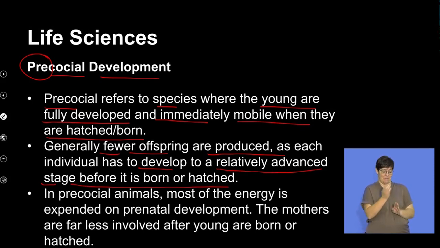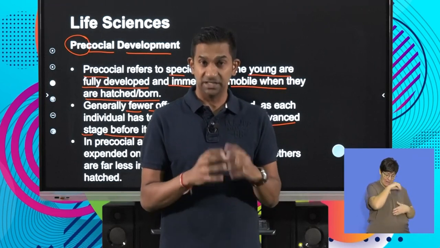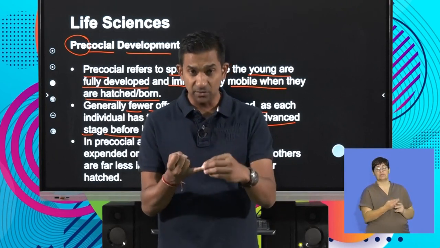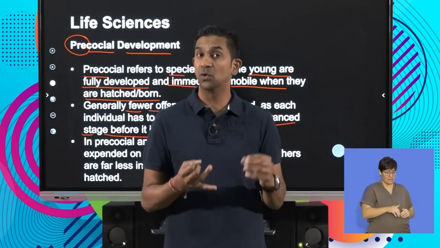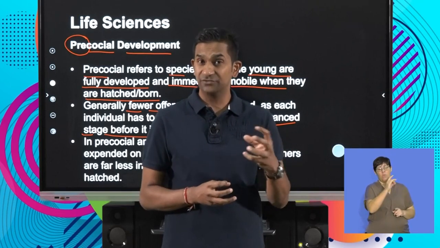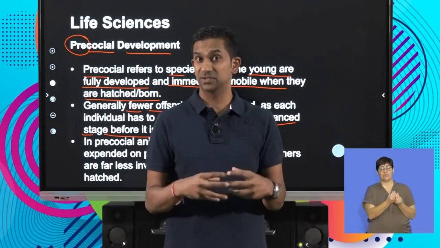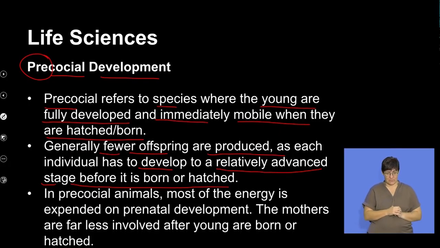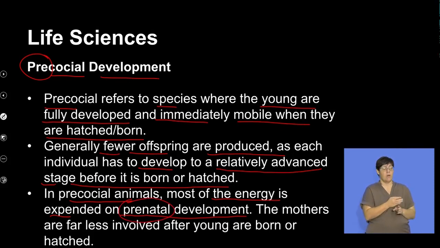In precocial development, because of the extent of development within the parent, internally or in the egg, there are generally fewer offspring produced because they require lots of energy during their development. Even those eggs that are produced have a lot of energy and require fewer eggs to sustain the development of the young in their eggs. In precocial animals, most of the energy is expended on prenatal development. Essentially, prenatal development is the development before being born or hatched.